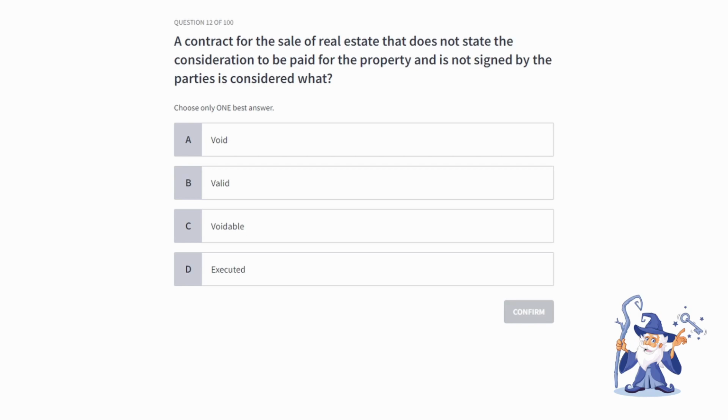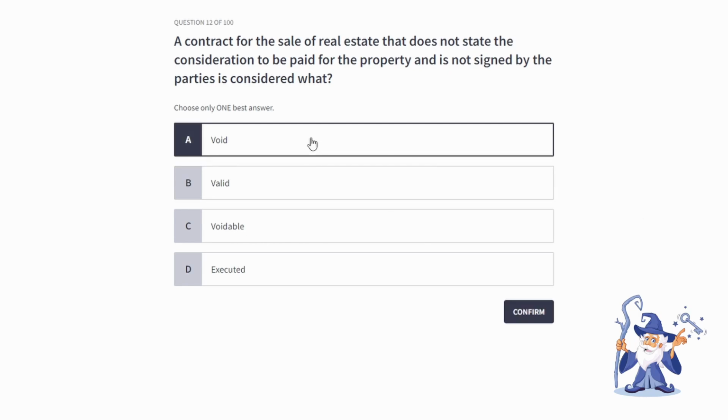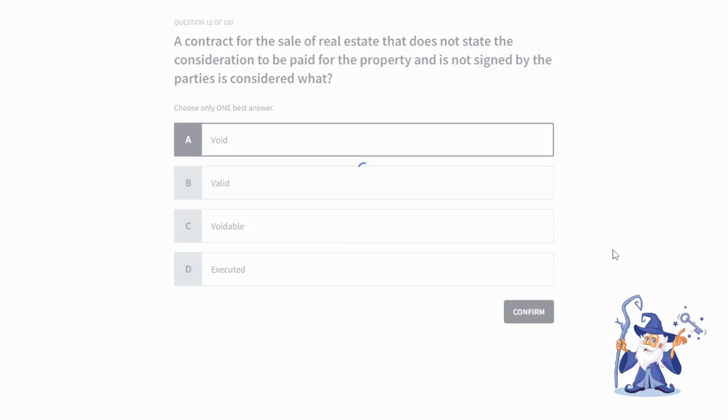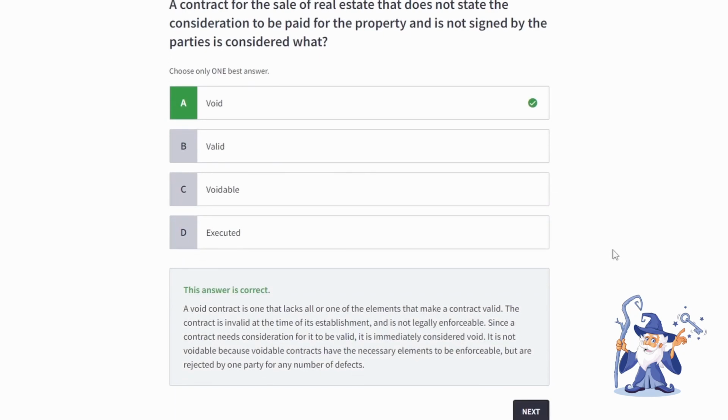Okay, so hopefully you got this one. What is the correct answer for this one? Well, it's going to be A, void. That's right, it's a void contract. So a void contract is one that lacks all or one of the elements that make a valid contract. The contract is invalid at the time of its establishment and is not legally enforceable. Since a contract needs consideration for it to be valid, it is immediately considered void. It is not voidable because voidable contracts have the necessary elements to be enforceable, but are rejected by one party for any number of defects.